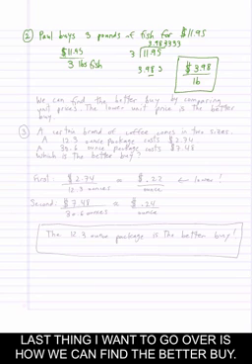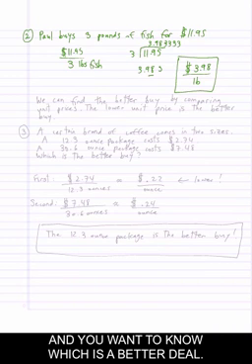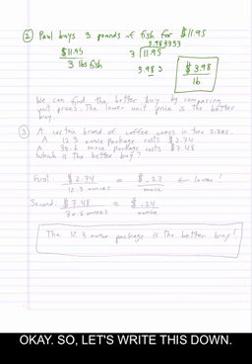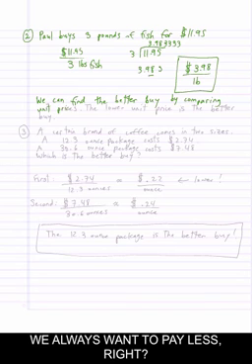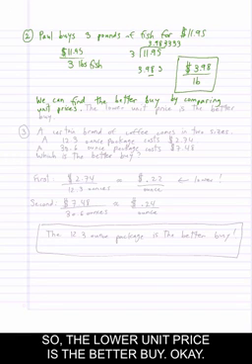Okay, last thing I want to go over is how we can find the better buy. Like, you go to the store and you want to know which is a better deal. So let's write this down. We can find the better buy by comparing unit prices. We always want to pay less, right? So the lower unit price is the better buy.